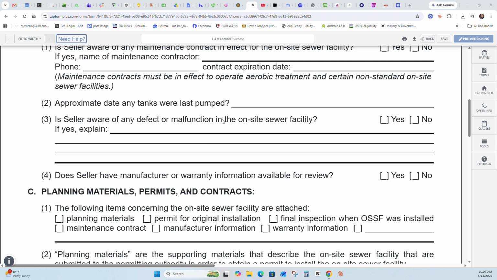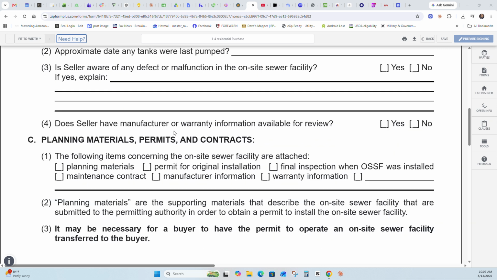And is the seller aware of any defects or malfunctions on the sewer, yes or no? And then, do you have any manufacturer warranty? If it's newer, you might have that.